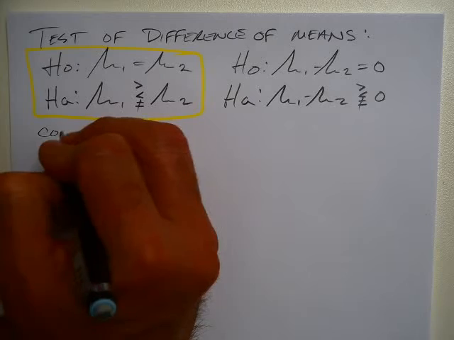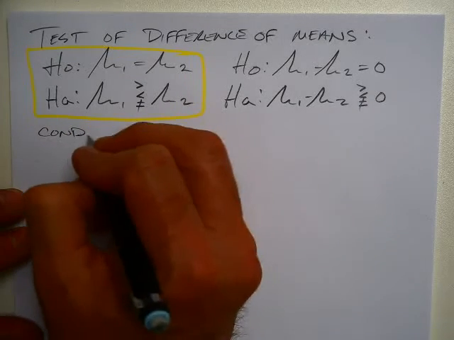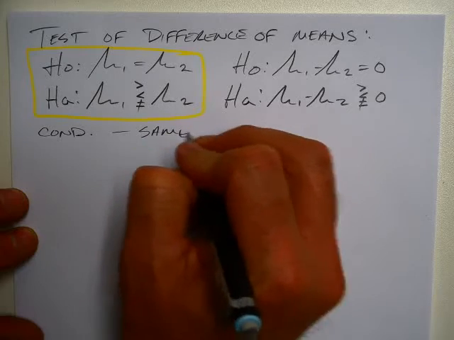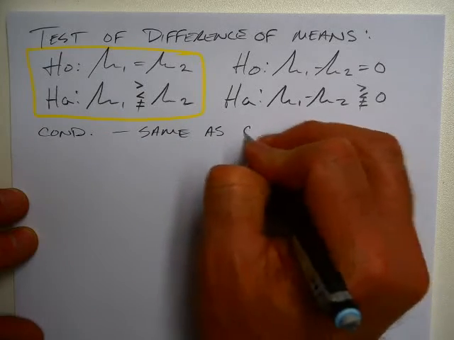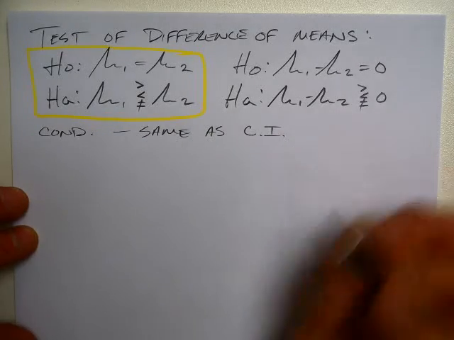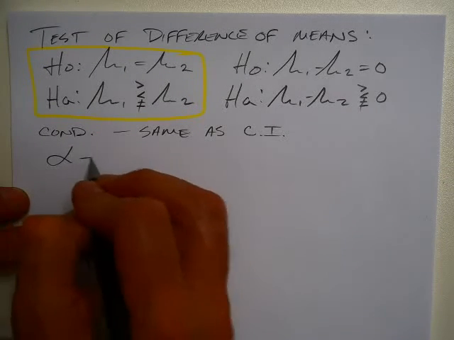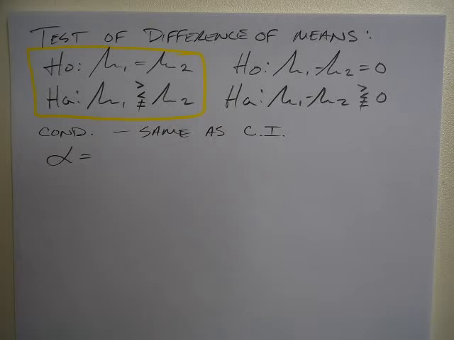Conditions. Then you do your conditions. That's the same as the confidence interval, the ones that we just took notes on. You want alpha in there somewhere, whether you set it or whether it's given. Sometimes you don't need to set it, it just depends.